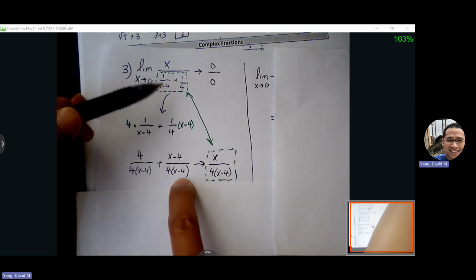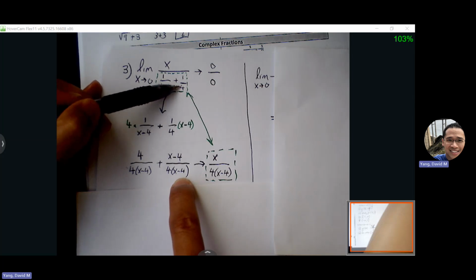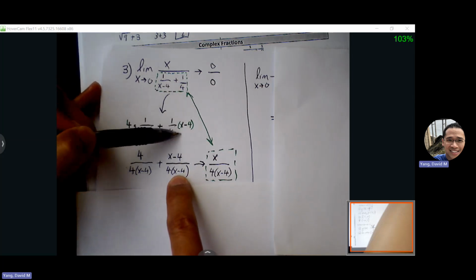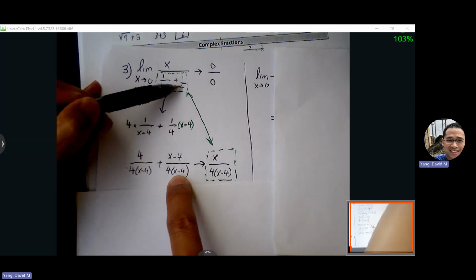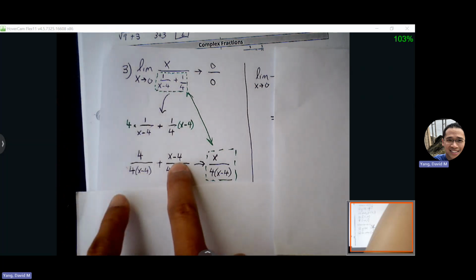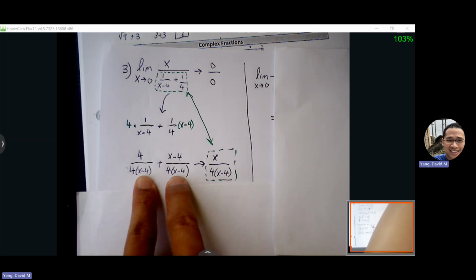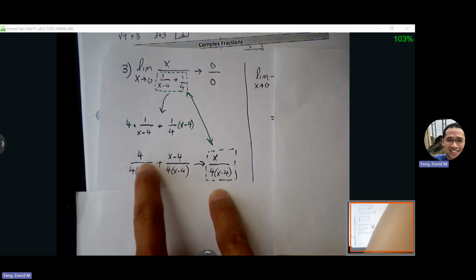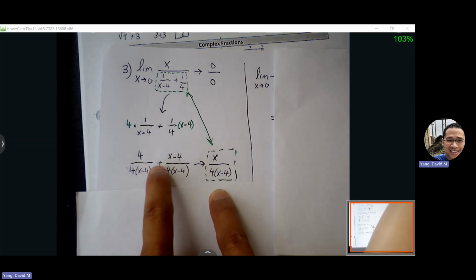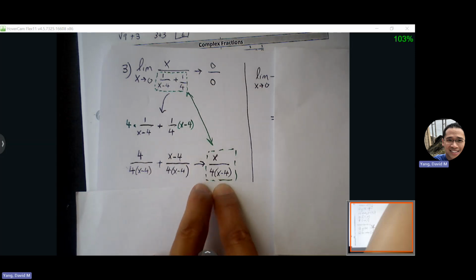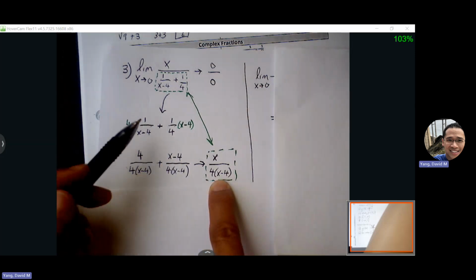And then with my second fraction, the 4 has been transformed to a 4 and x minus 4, so it's missing an x minus 4. So I need to balance the numerator with an x minus 4. So then 1 times x minus 4 is x minus 4. Now that I have common denominator, I can merge them into the same fraction by adding my numerators together. So 4 plus x minus 4 gives me just x over 4 times x minus 4.